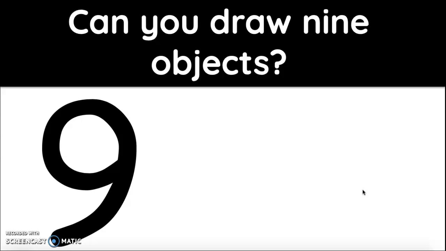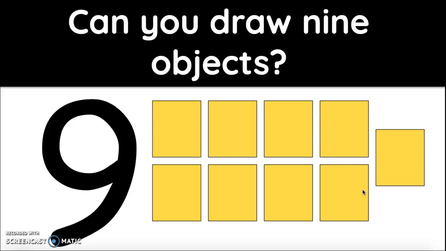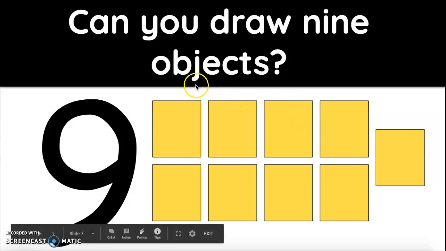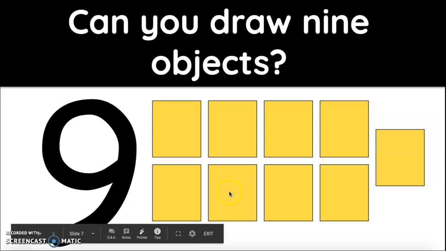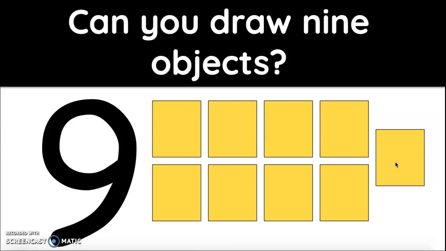Okay, friends, I'm going to show you my drawing and we can compare one more time. Okay, I have 9 yellow squares here. Now let's count them again just to make sure. And I want you to count your objects as I count mine. 1, 2, 3, 4, 5, 6, 7, 8, 9. If you had 9 objects drawn, good job, friend.